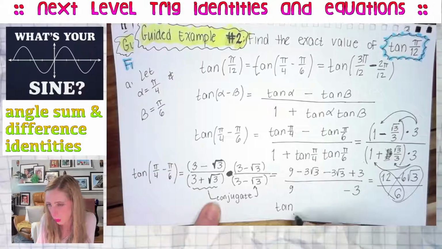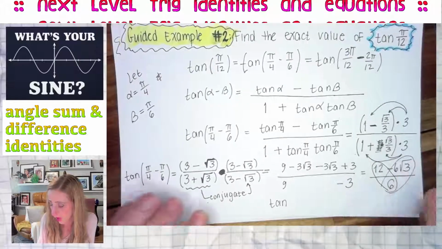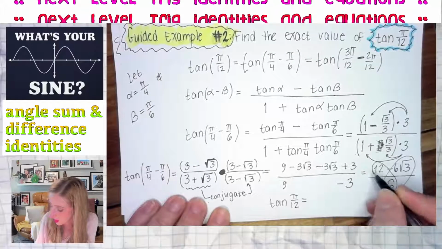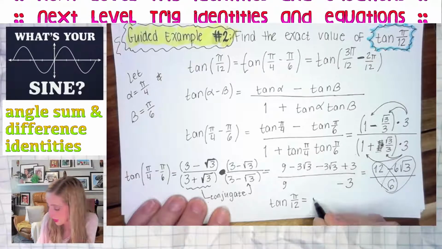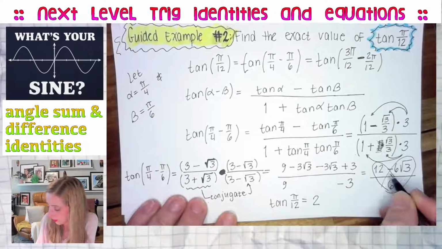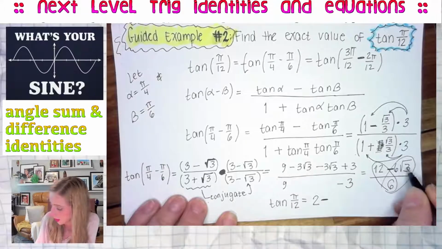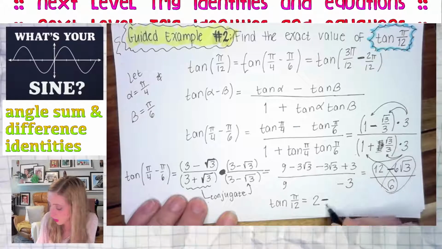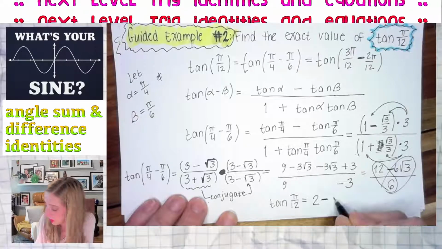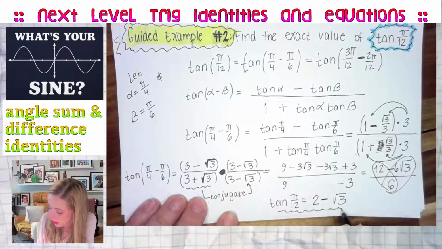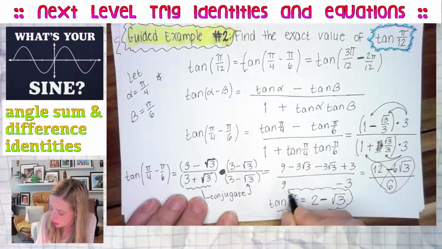The tan. I'm going to write down the original problem, okay? Of pi over 12 equals 12 over 6 is 2 minus, 6 and 6 reduce, so that's a 1, but I'm not going to write the 1. Root 3. And there we go. Winner, winner, chicken dinner.